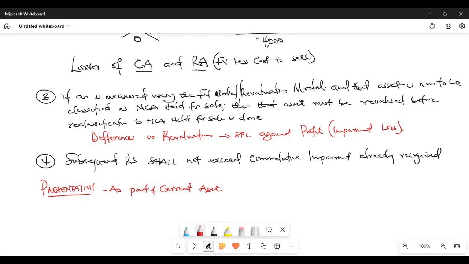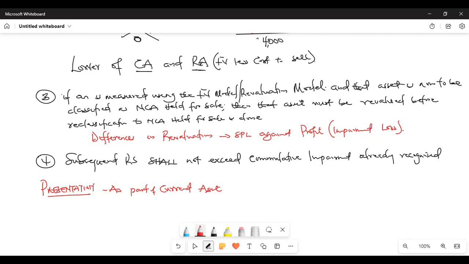Another thing I need to tell you is that if the reclassification to NCA held for sale is done after the reporting date but before the financial statements are authorized for issue, a disclosure must be made. It is a non-adjusting event. Just disclose it. So please take note of that.